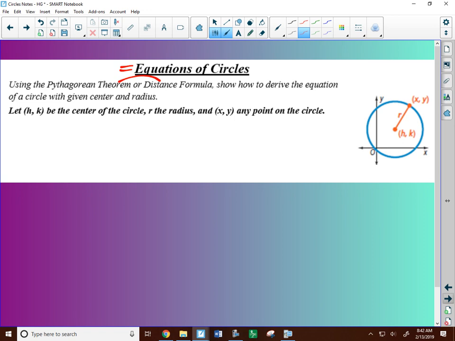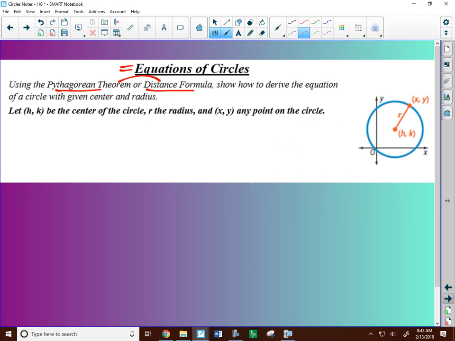Here's the circle with a radius of r. The center is the point (h, k). And (x, y) is any point on the circle. I chose that point, (x, y), as any point on the circle. Let's show how we get the equation of a circle. Really, it's just using one of these 2. Because you remember that a circle is all points that are the same distance away? So really, what we're doing is finding any of these, because they're all the same distance away. Any point on there is the same distance away from that center.